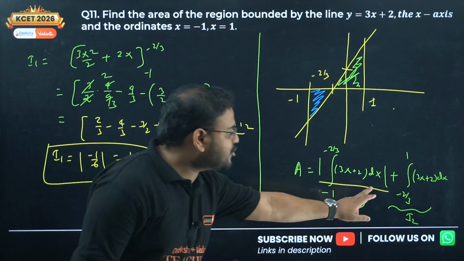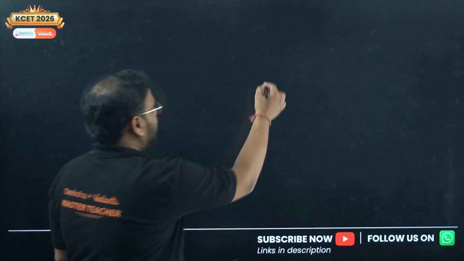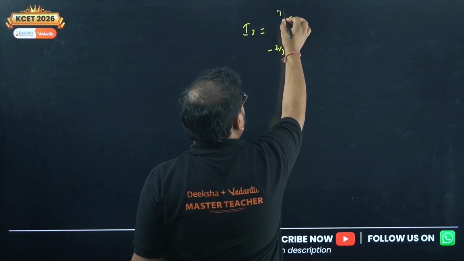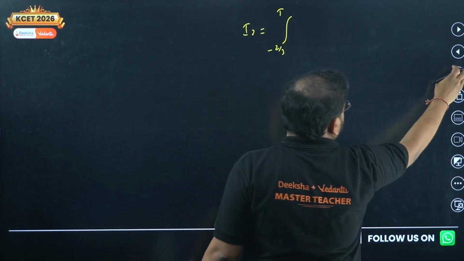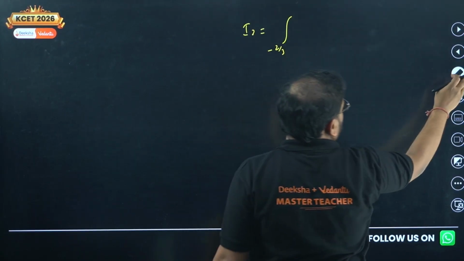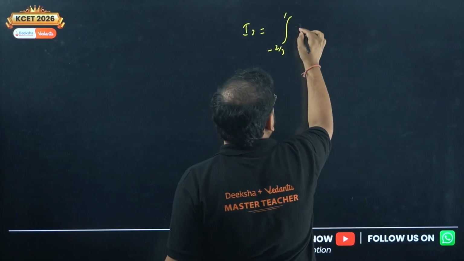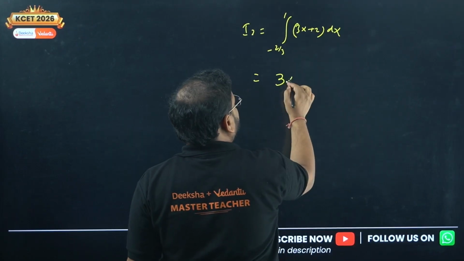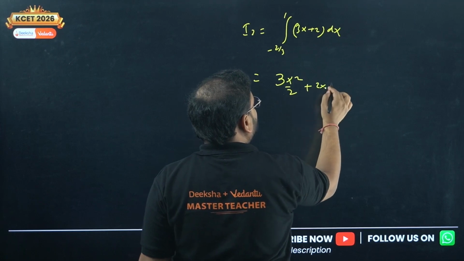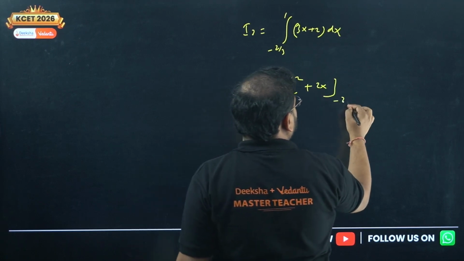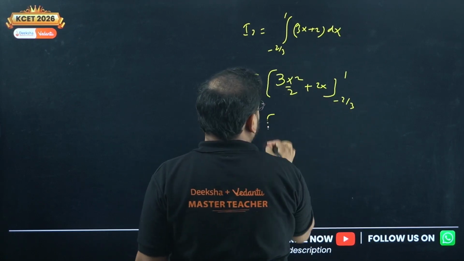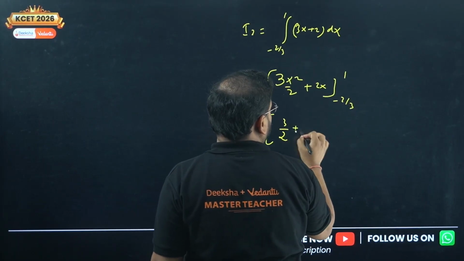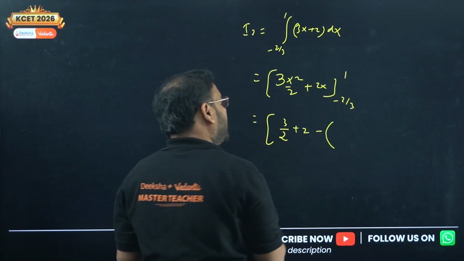Next, same thing under the limit minus 2 by 3 to 1. So I2 is the integration of 3x plus 2 dx. Integrate now, we'll get 3x square by 2 plus 2x from minus 2 by 3 to 1. Substitute back the value. When you put 1, 3 by 2 plus 2, and minus sign for the lower limit.